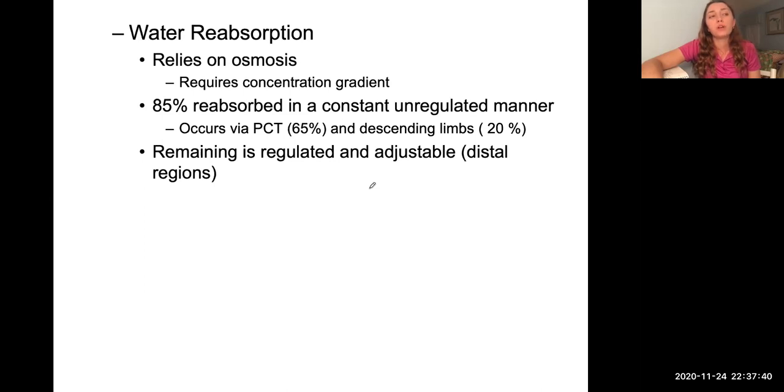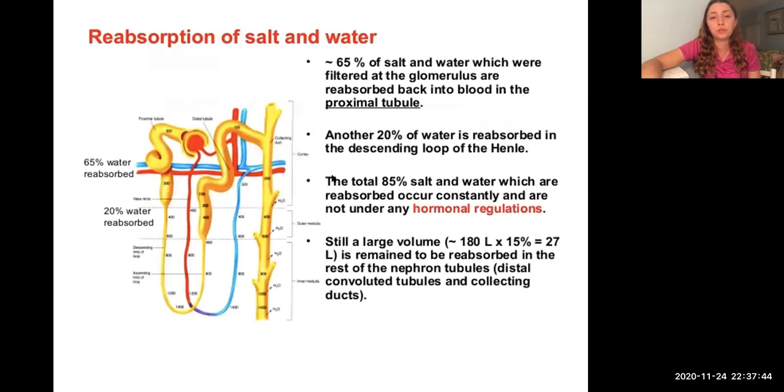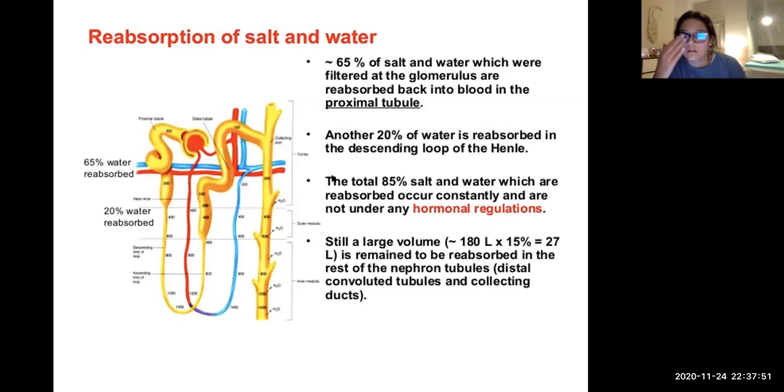So I don't know if you guys want to go through it again. No, it's the same thing. 85%, and then the remaining 15%, which is 27 liters, is the one that you can regulate depending on your needs.